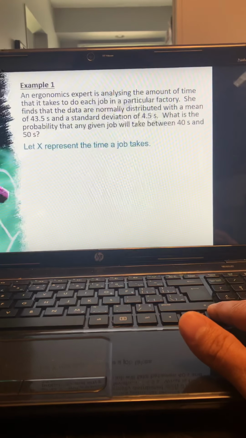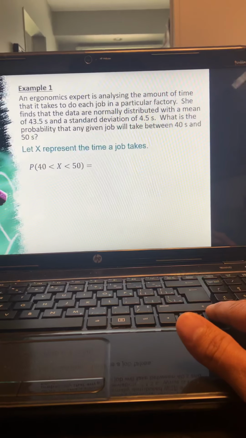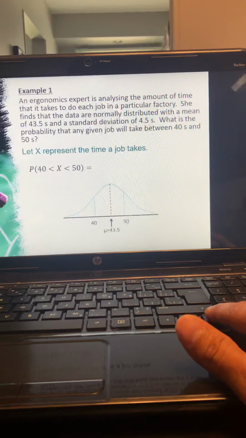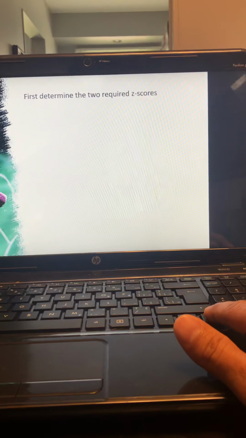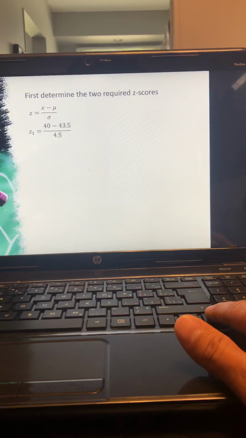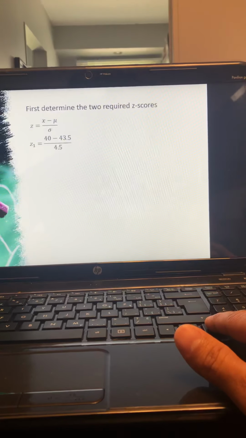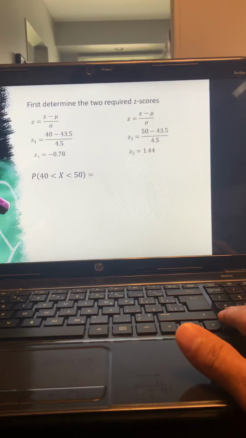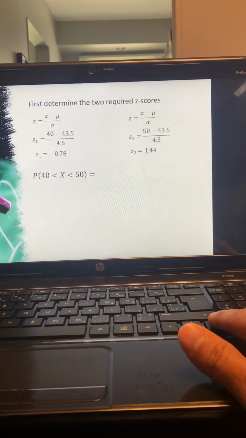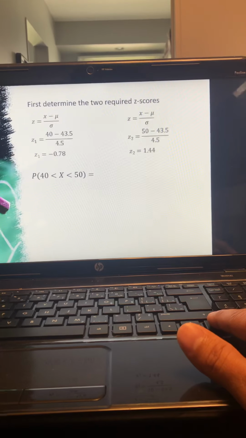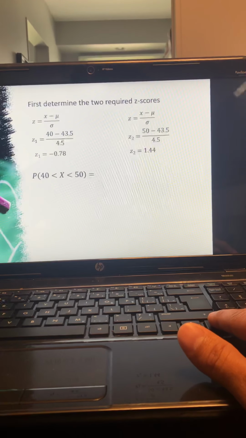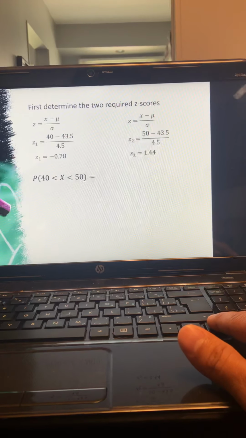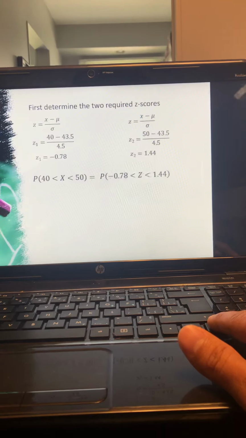So x, the time a job takes, we got 40 and 50. Turn the 40 into a z-score, turn the 50 into a z-score. So 40 turned into a z-score, and 50 turned into a z-score. Now, the easy way to do it is turn the 50 z-score into a percentage from the z-table, and then subtract the other z-score, the 40.